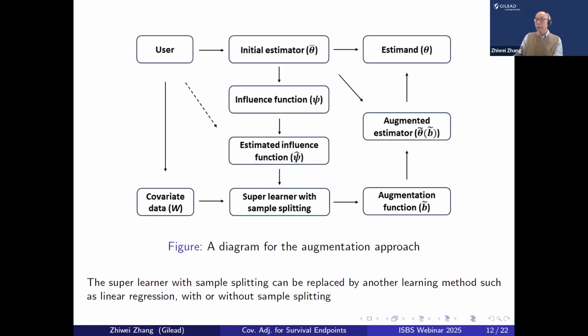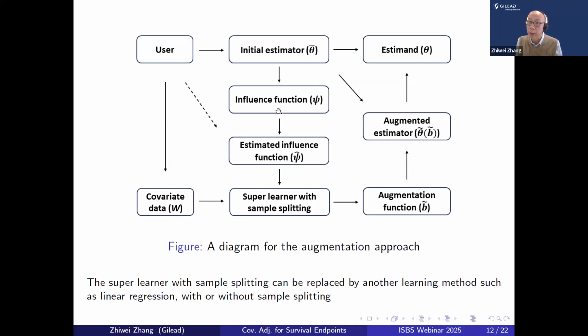All right, so that's the approach, and this diagram here helps to explain the augmentation approach. Here is how it works. The user needs to provide covariate data and also specify an initial estimator that is asymptotically linear. The limit of the initial estimator is taken to be the estimand. The initial estimator comes with an influence function because of its asymptotic linearity. And the influence function will be estimated using trial data, either analytically or numerically.